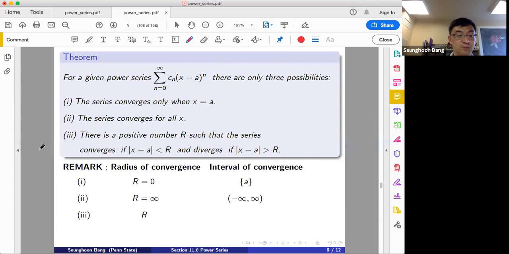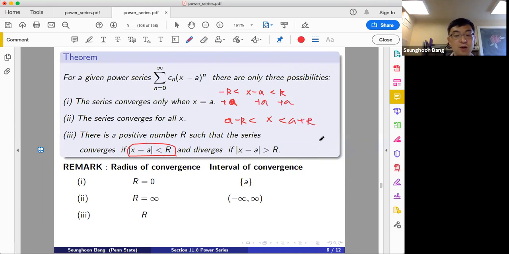The third case, what's the radius of convergence? Here, x minus a is where? Between negative r and r. From here, you add a to each side. So x is between a minus r and a plus r.